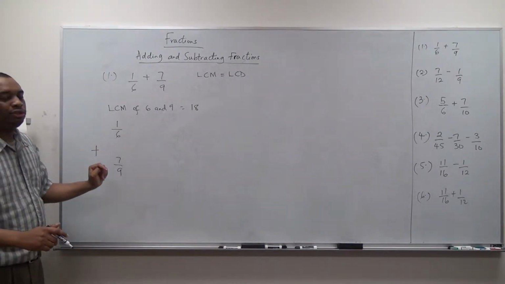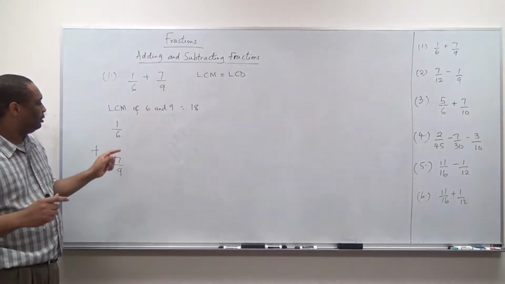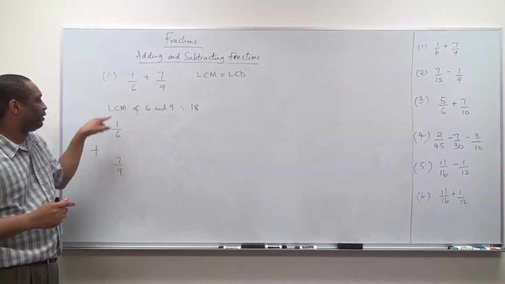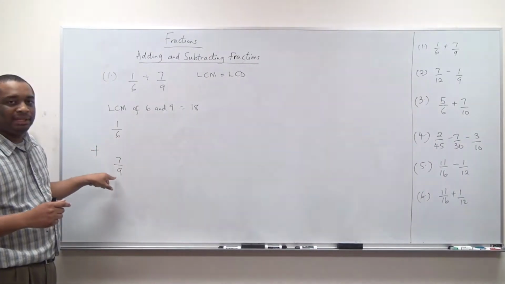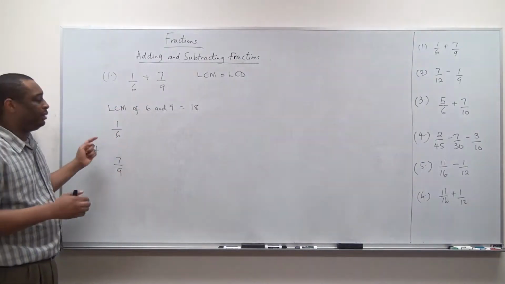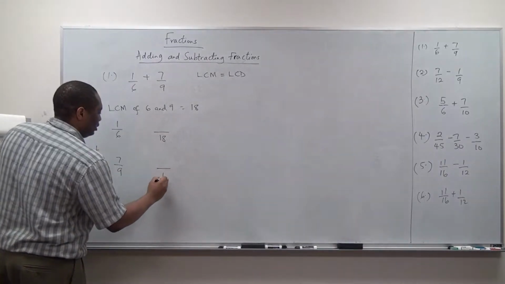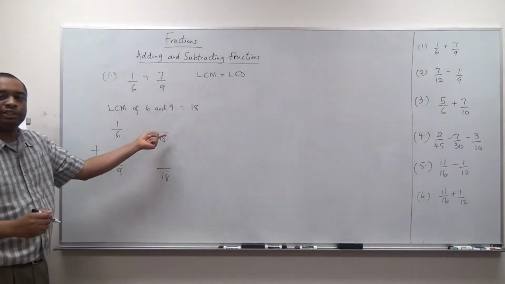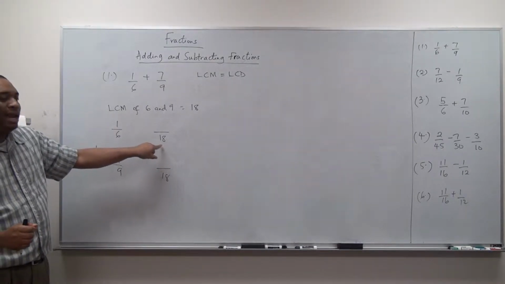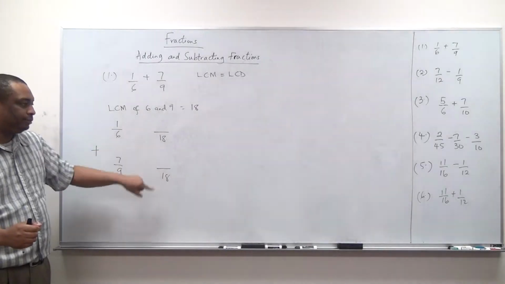So what we want to do is to make sure that both of them have a common denominator. 6 is the denominator for the first fraction. 9 is the denominator for the second fraction. They don't have a common denominator, but we want to make sure that they do. So I draw the fraction bar and I write the common denominator that I want them to have under the fraction bar.